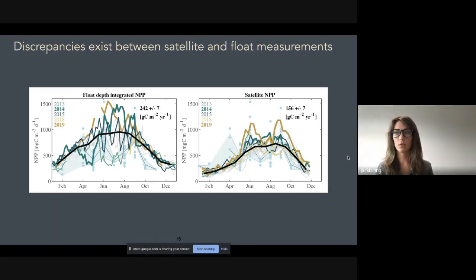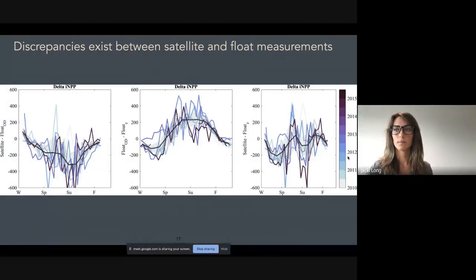But we can at least illuminate these factors that might be forcing these discrepancies, that there's a clear seasonal discrepancy, by separating them out. So again, these are monthly climatology plots. Let's focus on the one on the left. We've taken that same satellite data that I showed previously, the integrated net primary production data. All the years are shown in colored lines, and then the black line indicates the climatology.